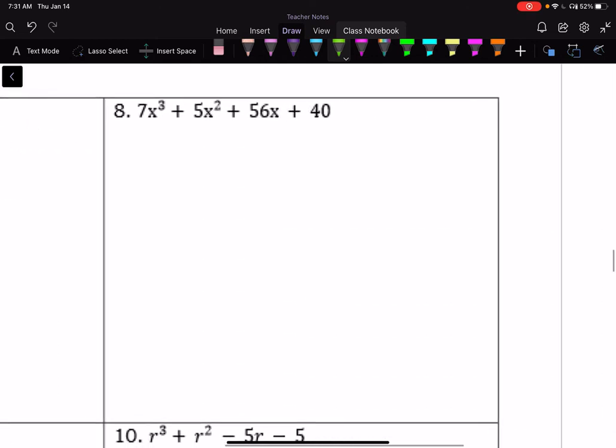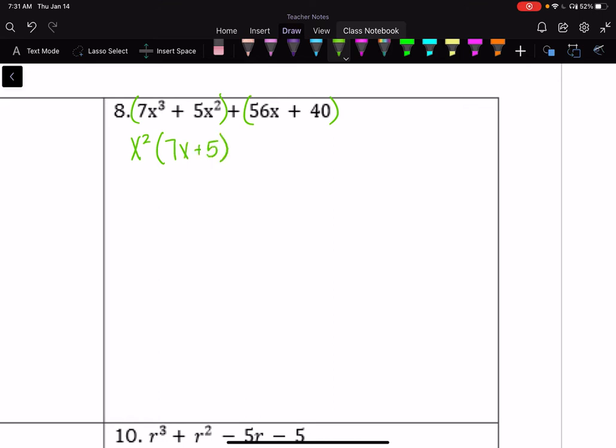Moving on to number 8, we're going to go ahead and group each set of terms. We can go ahead and put parentheses in here without rewriting it because there's already going to be a plus sign in between my two sets of groups. Now I will take my GCF. My first GCF is x squared. That leaves me with 7x plus 5.